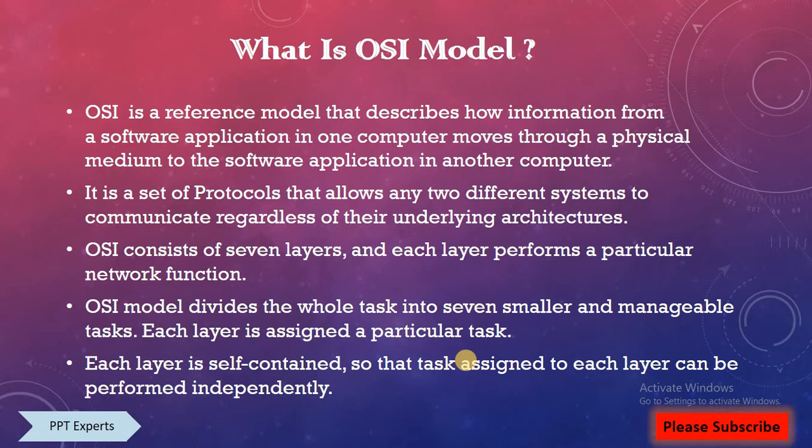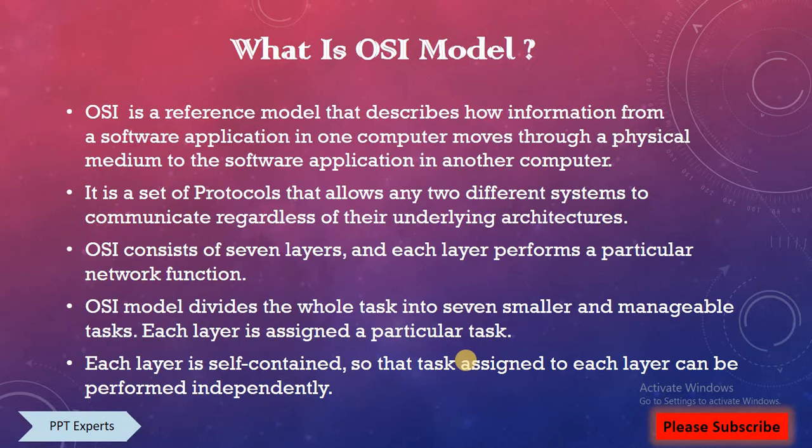So what is OSI model? OSI model is a reference model that describes how information from a software application in one computer moves from a physical medium to a software application in another computer. It describes how the information flows from one system to another system after going through all the layers. It is a set of protocols that allows any two different systems to communicate regardless of their underlying architectures.